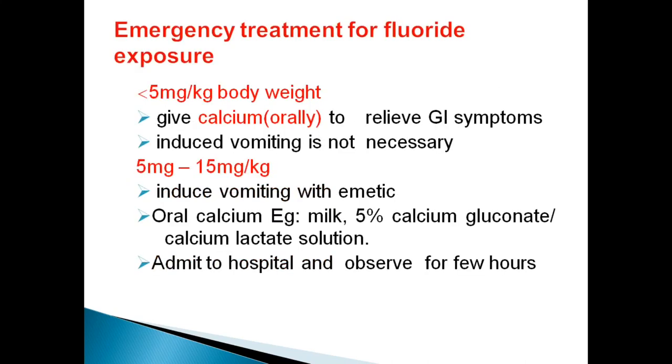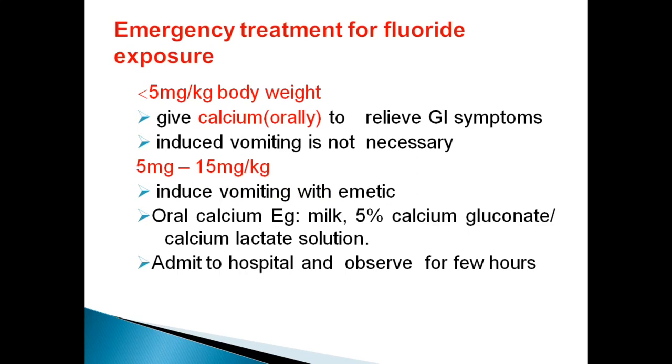So what do we do if we face a situation of fluoride toxicity in our house or in a clinic or anywhere around us, where a person consumes a large amount of fluoride by mistake or in a suicide attempt? What are we supposed to do? First, try to understand the difference. We have three types of treatment: if the amount consumed is less than 5 milligram per kilogram body weight, 5 to 15, and more than 15.